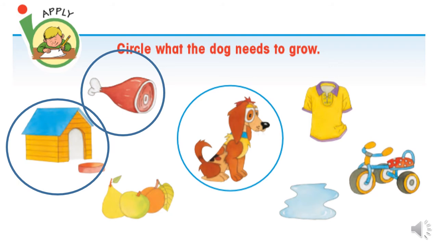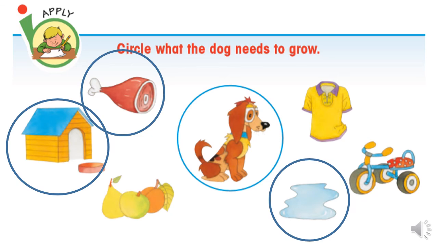Then we have water. Does the dog need water to grow? Sure, so I have to circle it. The last one, bicycle. I can see a dog riding a bicycle. Can you see that? Sure, no. The dog doesn't need a bicycle to help it in order to grow.